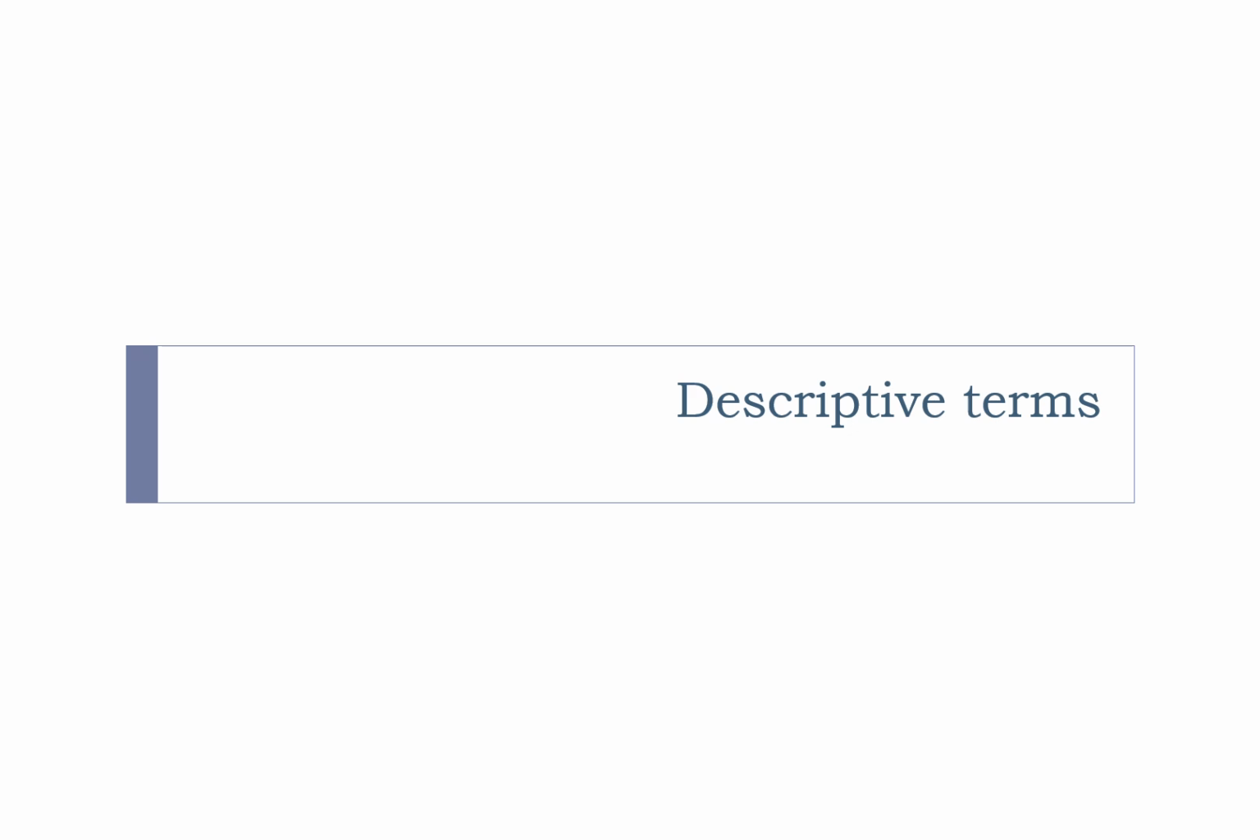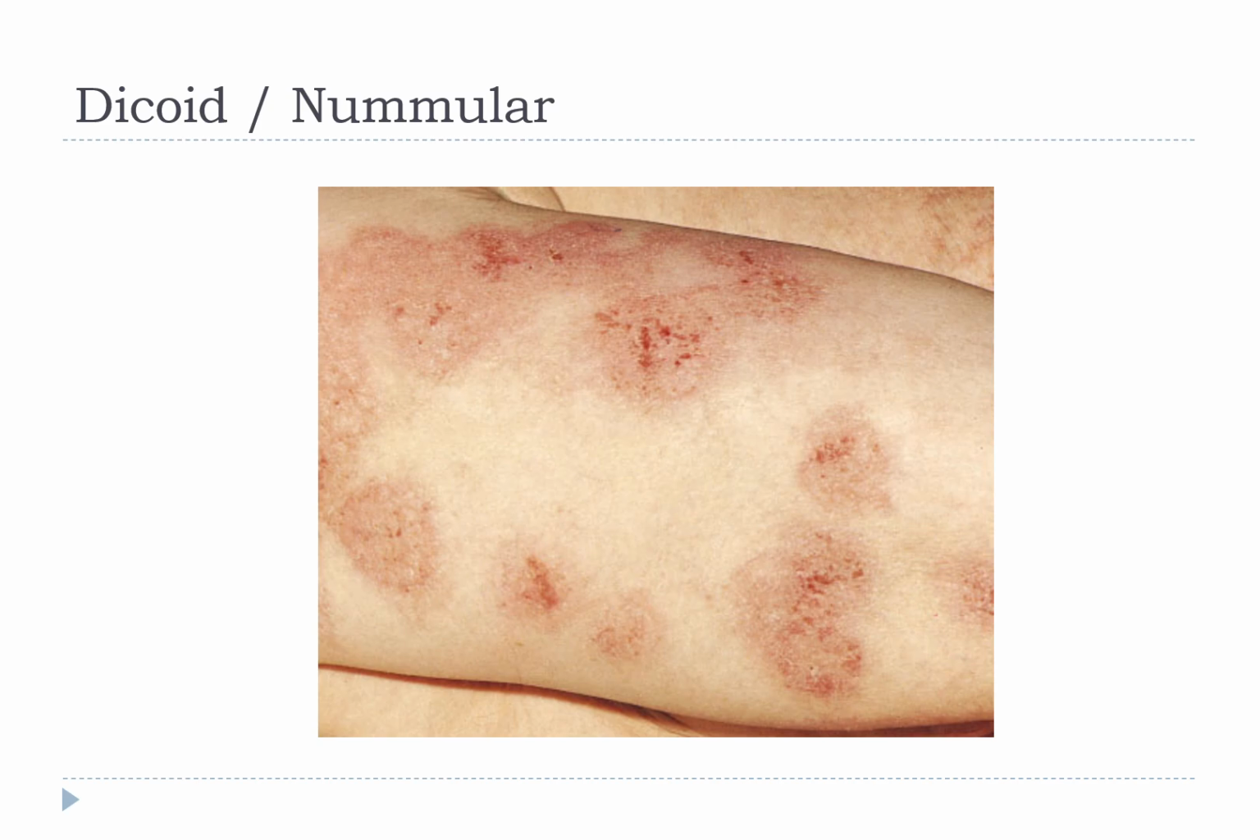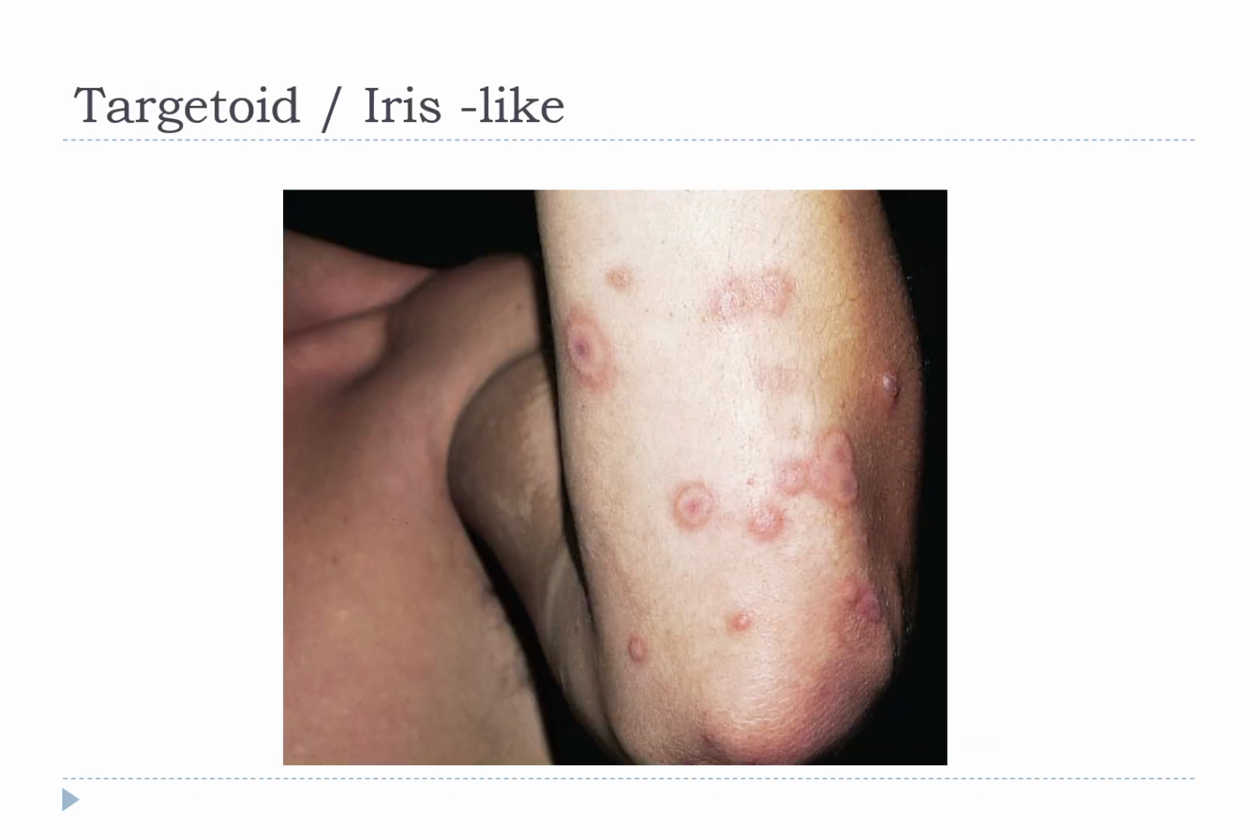Apart from the primary and secondary lesions, there are descriptive terms one needs to be familiar with. Discoid or nummular refers to round or coin-shaped lesions such as with nummular dermatitis. Targetoid lesions are round lesions with a concentric border and a dark center, so iris-like.